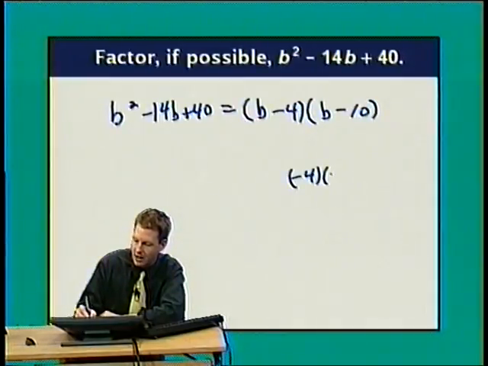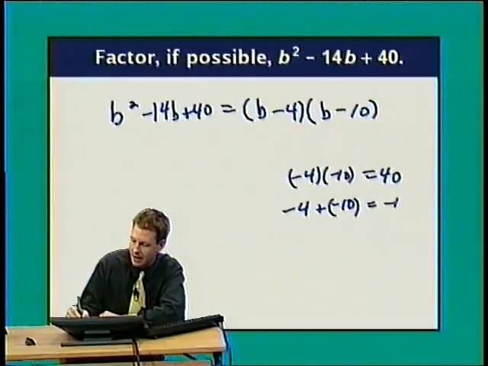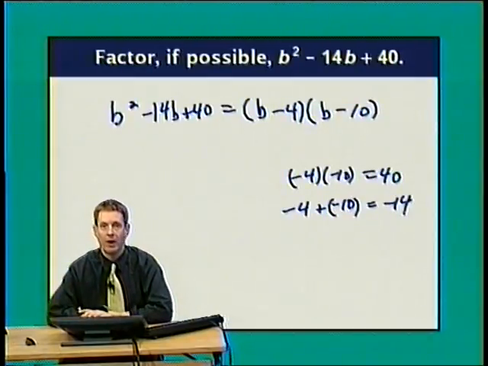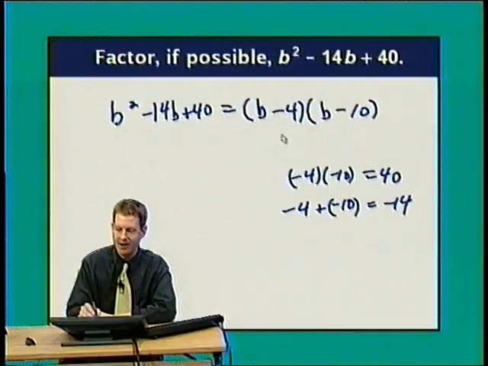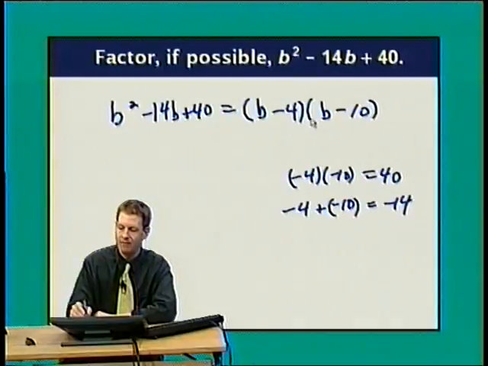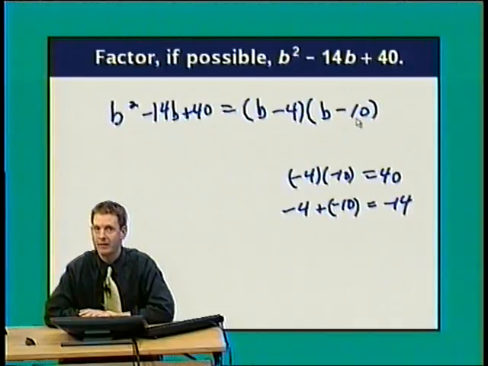Negative 4 times negative 10 is 40. Negative 4 plus negative 10 is negative 14. When I do my factor check, b times b is b squared, b times negative 10 is negative 10b, negative 4 times b is negative 4b. My O and I is minus 10 minus 4, which is minus 14b. Negative 4 times negative 10 is plus 40.